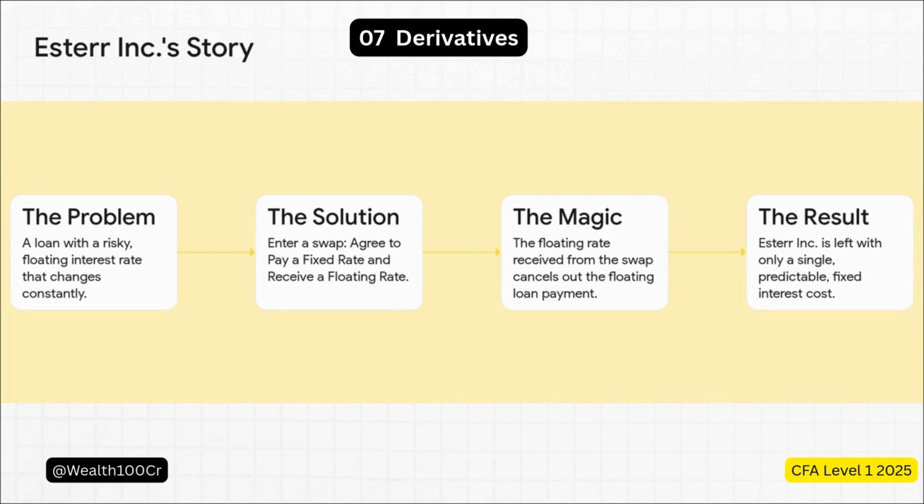Now, step 3. Here is the magic. The floating rate they get from the swap, they can use that money to pay the floating rate on their loan. They just pass it on. The two floating rates, poof, they cancel each other out. So what is the result? Step 4. Esther Inc. is now left with only one payment to worry about, that fixed interest cost. They know exactly how much they have to pay. Now they can have peace of mind.